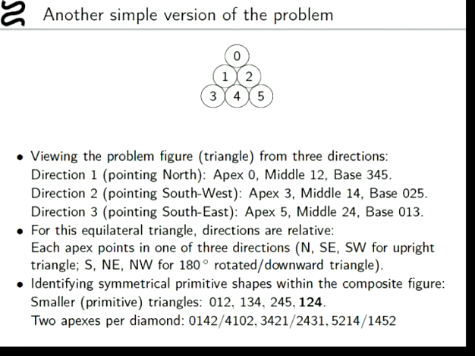The other primitive shapes found within this composite 6-coin triangle are 3 diamond shapes, with 2 apexes per diamond, depending on how you look at it. The first diamond has coins 0142 or coins 4102. They are the same coins, but the diamond direction is reversed or upside down. Similarly, the other 2 diamonds are 3421 or 2431, and 5214 or 1452.